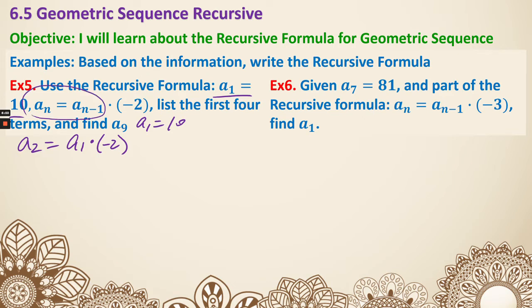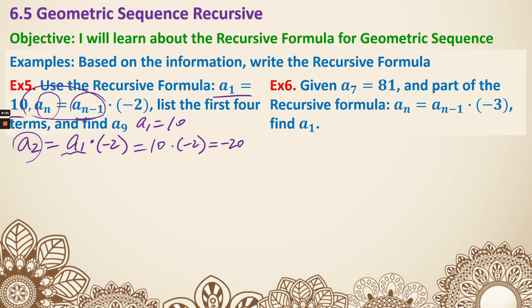By this time, you really should be able to understand that a sub n and a sub n minus 1 simply mean 2 consecutive terms. This is the latter one, and this is the previous one. So whenever I start with, say, a sub 2, you just need to know the right side means the previous term, which is a sub 1. It's always the one before it. And my a sub 1 is actually 10. So 10 times negative 2 equals negative 20.